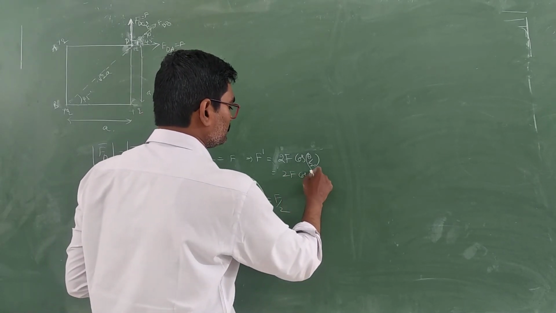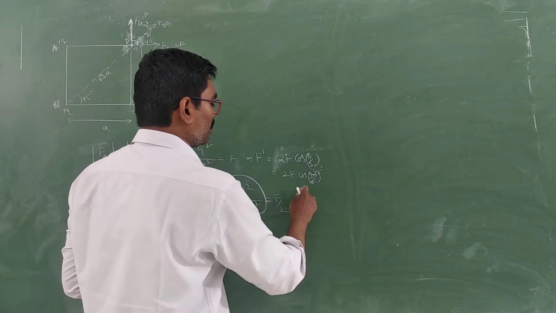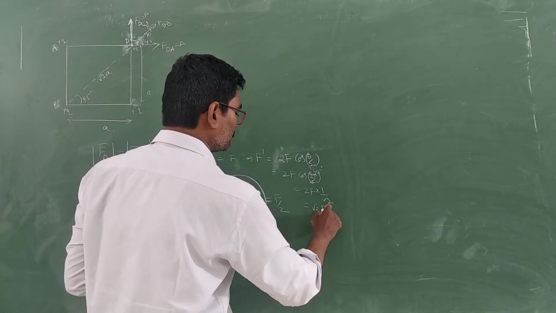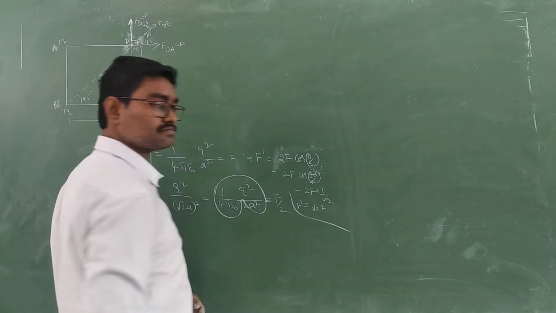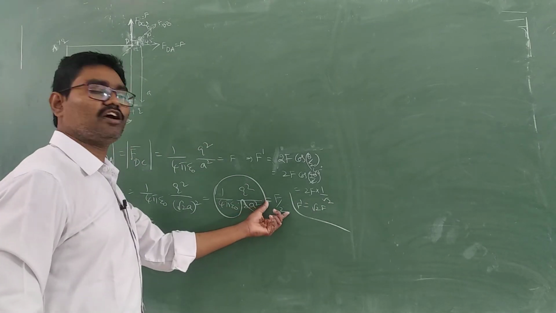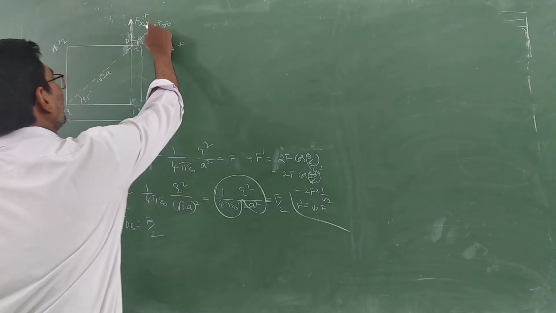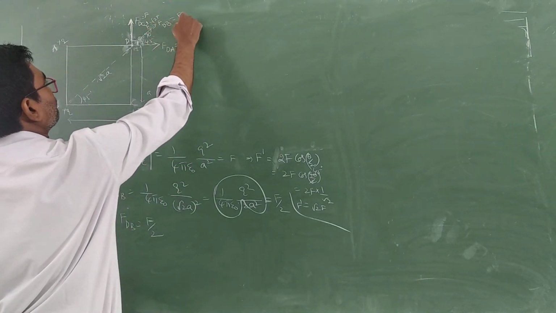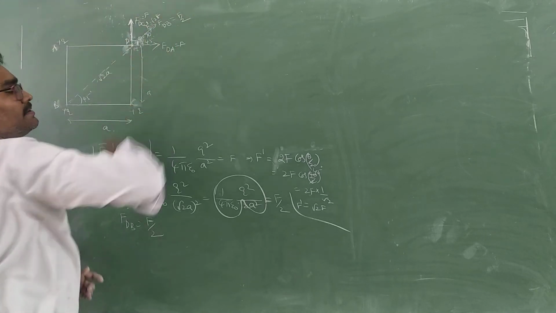Cos 90 by 2, so 45 degrees. So cos 45 is 1 by root 2, so root 2 times F. That is F dash. And one more, F by 2. So F dash is root 2 times F and FDB is F by 2. Both are acting in the same direction.